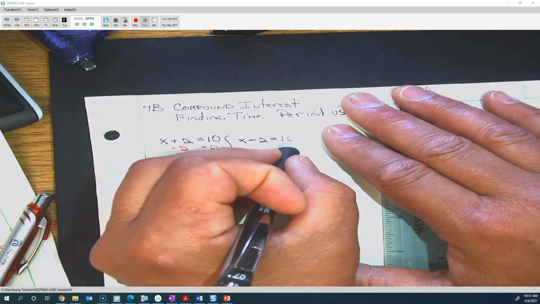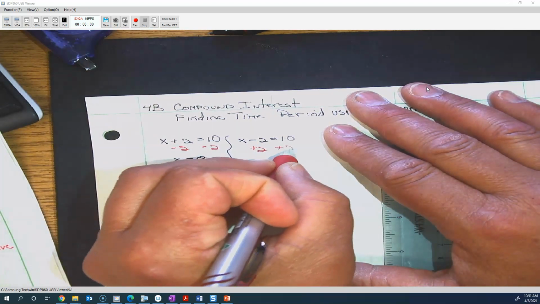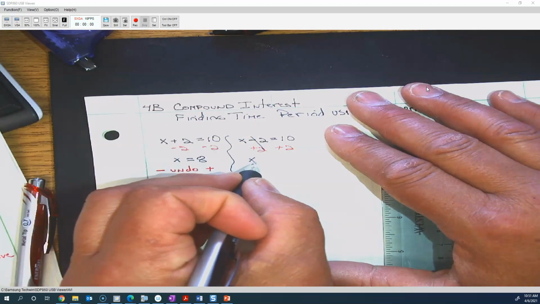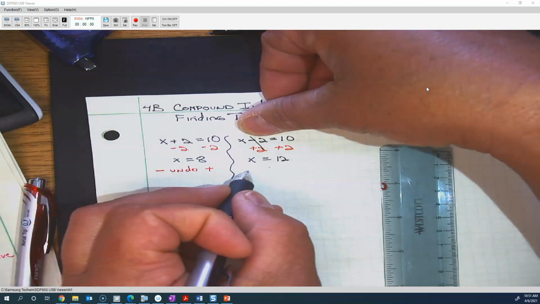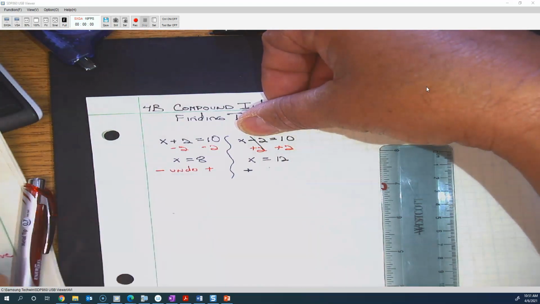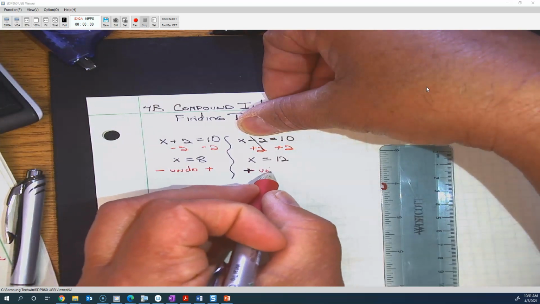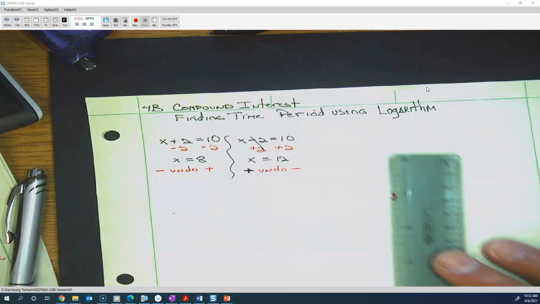If I was subtracting, I'd undo it using addition. So if I had this and I had to solve it, you do this to both sides, and I'd end up with x is 12. So to undo subtracting, we added. So adding undoes subtracting.